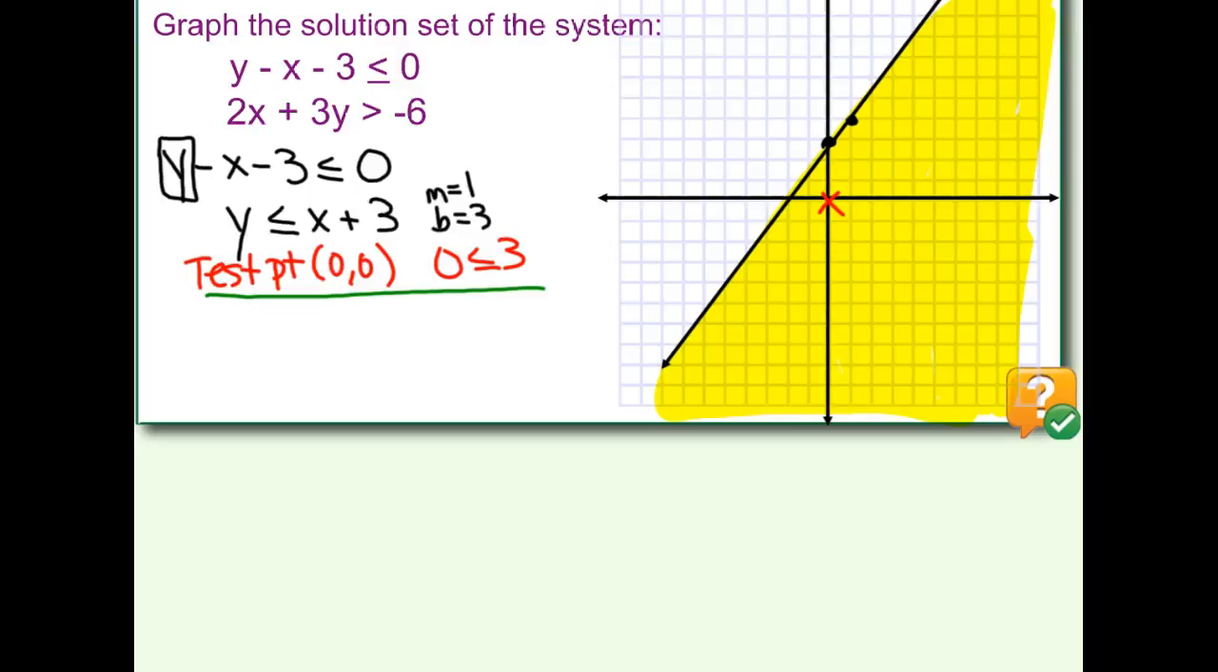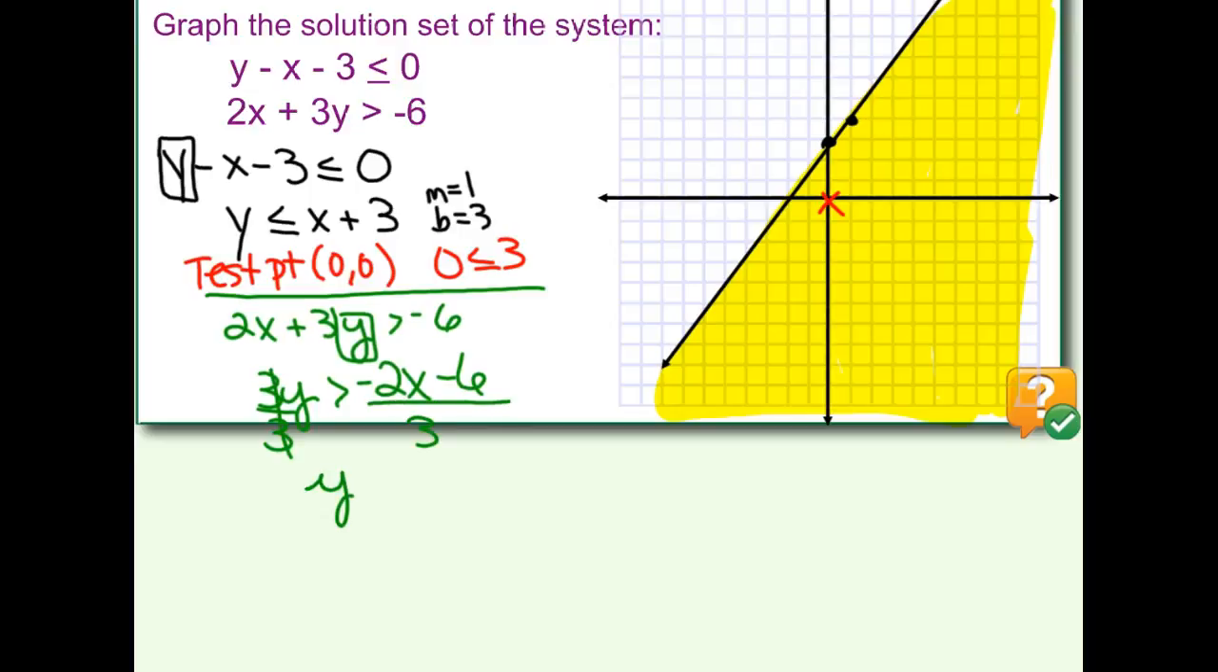We've got 2x plus 3y is greater than negative 6. Well, remember, we still need to get y alone. So we're going to have 3y is greater than negative 2x minus 6. And finally, we are going to divide everything by 3. So we've got y is greater than negative 2/3 x minus 2.